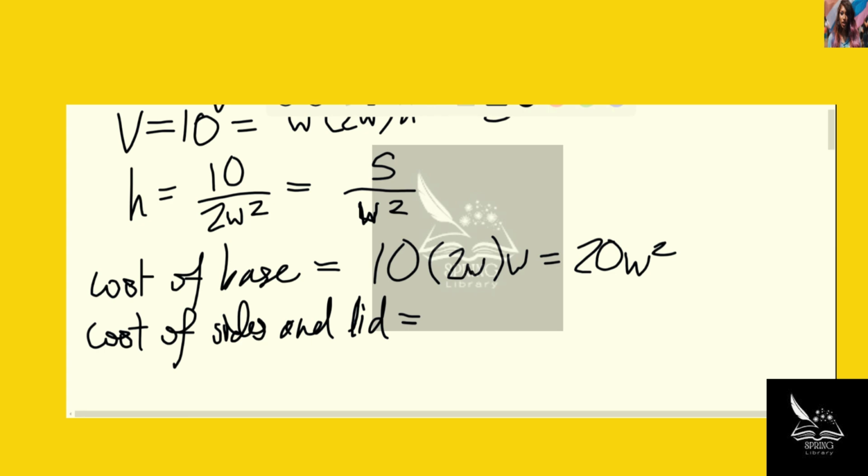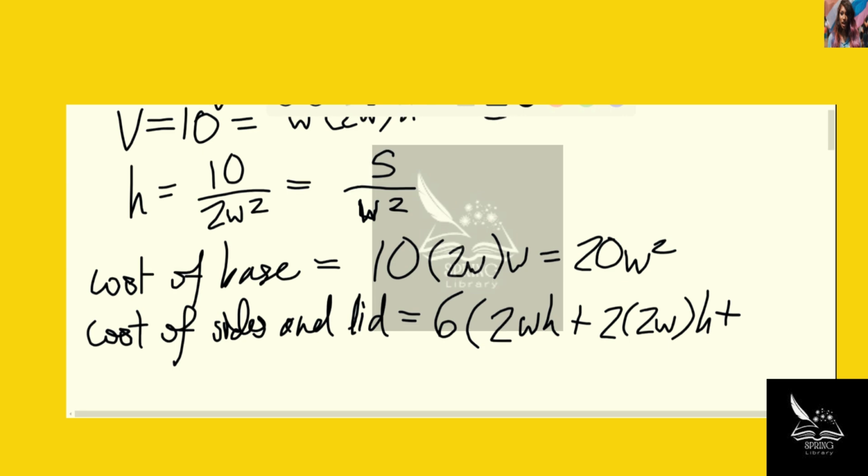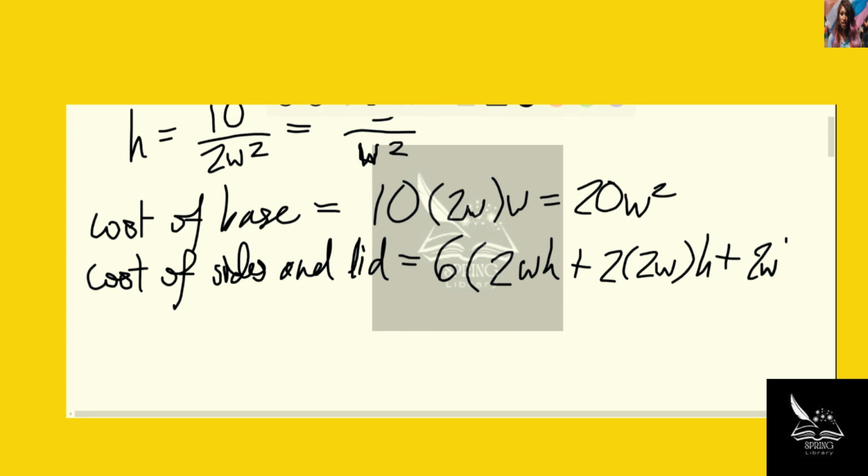And the cost of the sides and the lid is the cost per square meter, which is 6, times the area of two sides with base W. So this is 2 times W times H, plus the area of two sides with base 2W. So this is plus 2 times 2W times H, plus the area of the lid, which is the same as the area of the base, 2W times W.